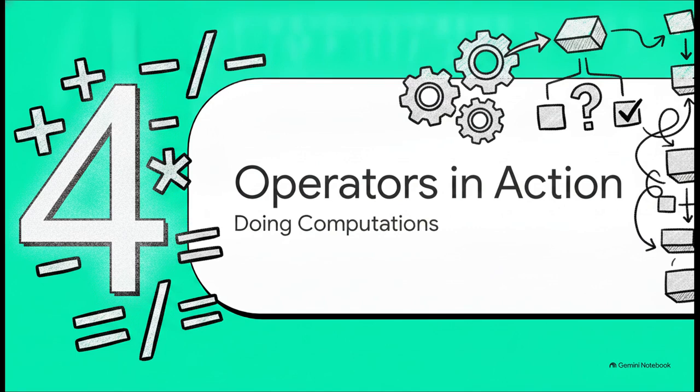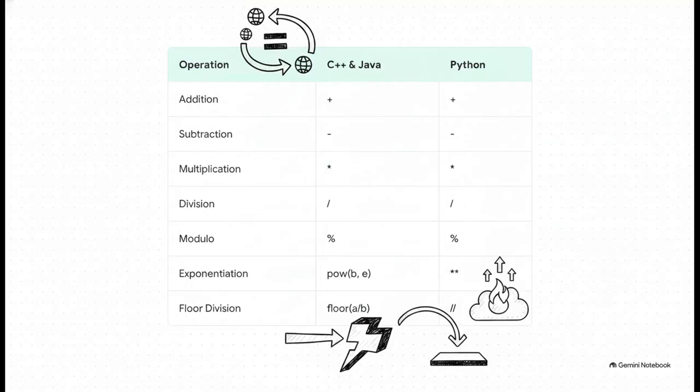This brings us to Section 4, Operators in Action. Okay, variables are great and all, but operators are the symbols that actually make our programs do things. And this brilliantly illustrates how the most common mathematical symbols are completely universal. Addition, subtraction, multiplication, and division use the exact same plus, minus, asterisk, and forward slash across all three languages. No surprises there.